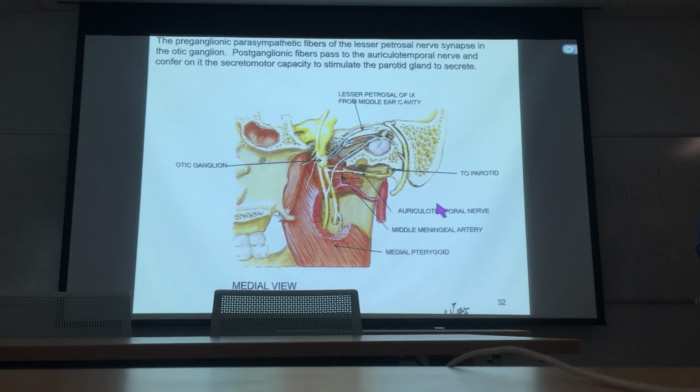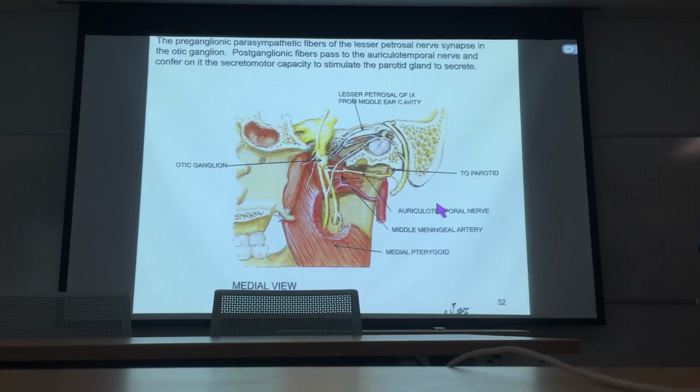Same with the auriculotemporal nerve. So what happens is, here's the otic ganglion. So here's going to be the lesser petrosal nerve. It also comes in, goes through the foramen ovale, synapses in the otic ganglion, and then postganglionic fibers will come off and jump onto the auriculotemporal nerve. And usually it does it somewhere down around here on the loop.